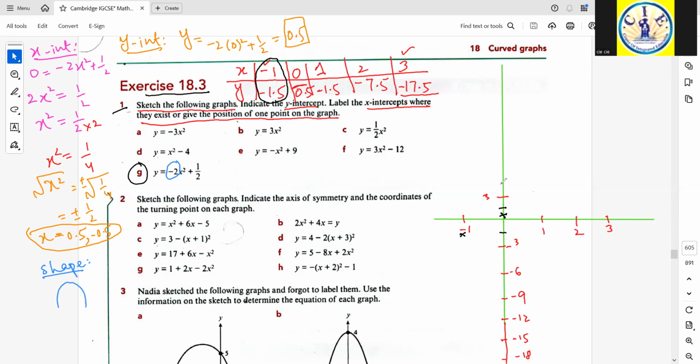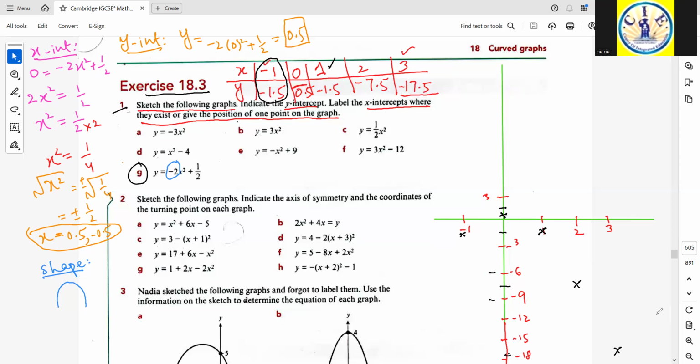Then for x equals 1, the value of y is -1.5 once again. So that would be a point here, 1 and -1.5. Then 2 corresponds to -7.5. So in between -6 and -9, we are expecting -7.5. So this would be the point. And then finally, x equals 3 corresponds to -17.5. So -17.5 would be somewhere here.